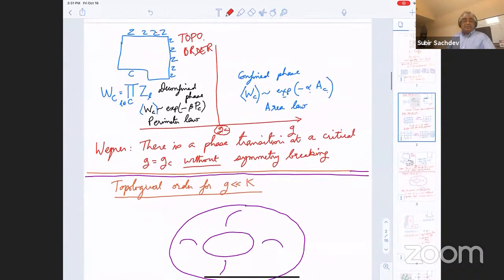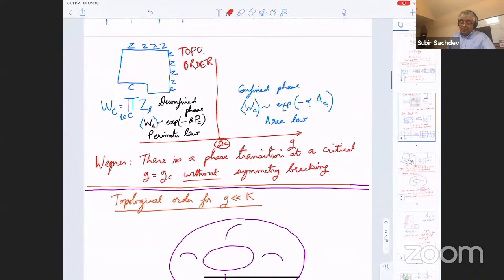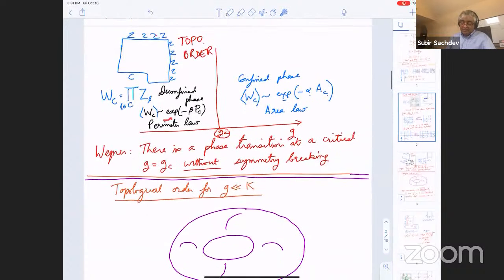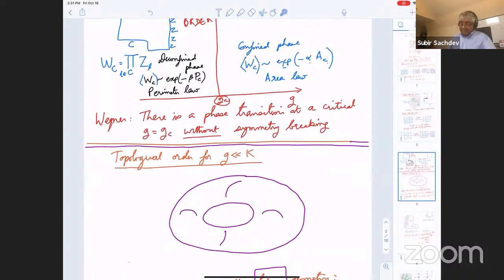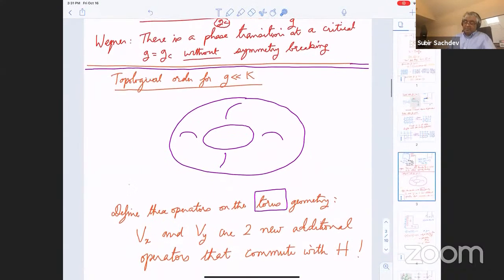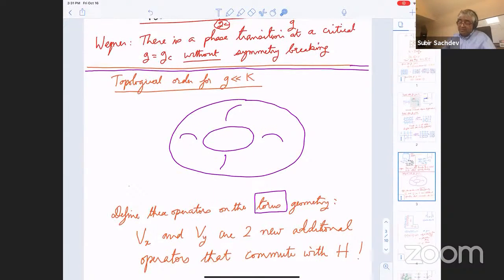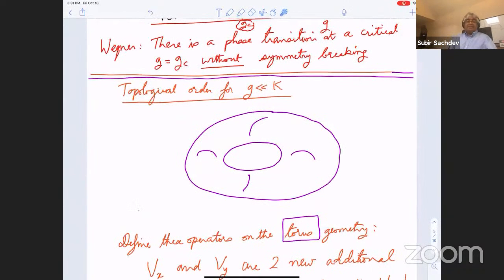So what is topological order? Again, we want to go to this phase here, where G is much smaller than K, and figure out the ground state. The key thing you want to do, which Wegner did not consider, is to look at the ground state on a torus, or any two-dimensional space with a non-trivial topology. You could put it on a sphere or a multi-handle torus, whatever. So we'll just take a torus. Here's my picture of the torus.